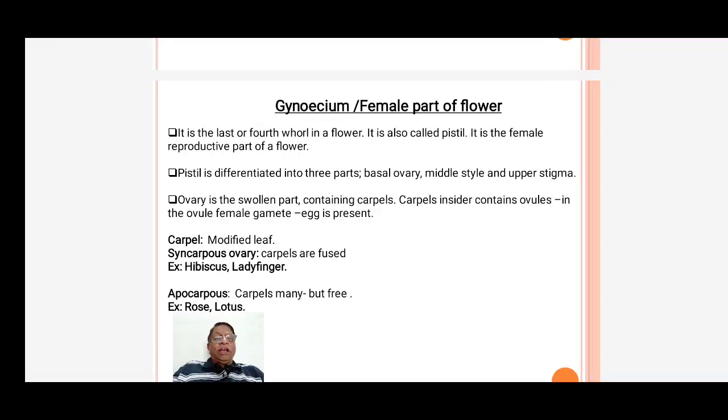In some plants like rose, lotus, even sitaphal, the carpels are many, but they are free carpels. They are not fused. Such a condition is called apocarpous. A most important term for this NEET examination. That is the female reproductive part. Okay.